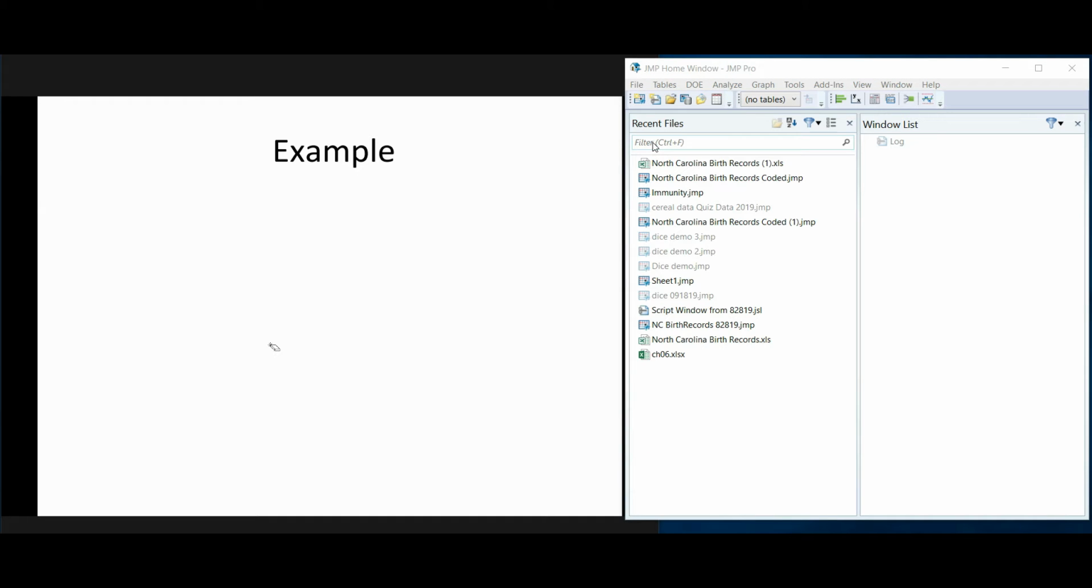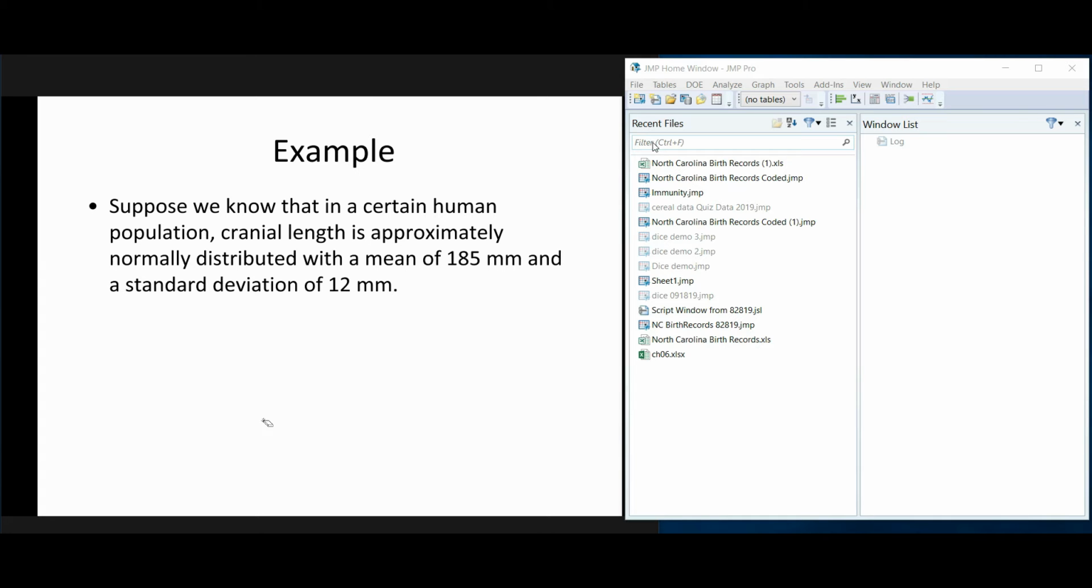Hello everyone, I just wanted to show you an example of using JMP's distribution calculator to calculate probabilities and cutoff points from a normal distribution, and work in some ideas about the central limit theorem with this as well. So let's suppose, for example, we have in a certain human population cranial length that's approximately normally distributed, and it has a mean of 185 millimeters and a standard deviation of 12 millimeters.